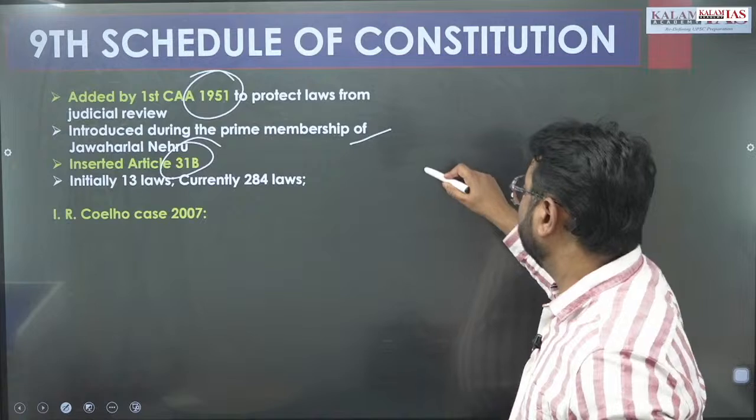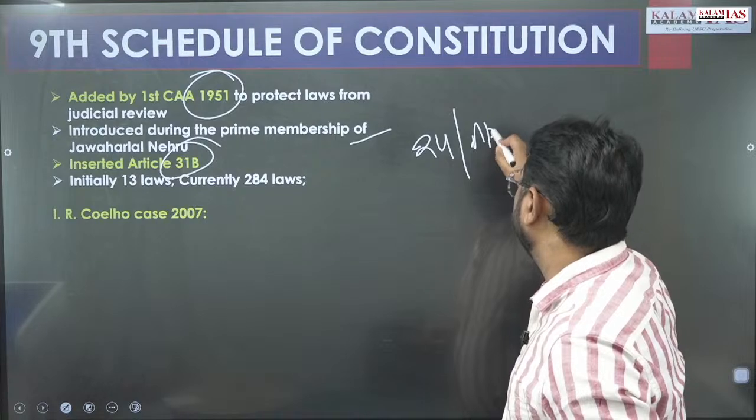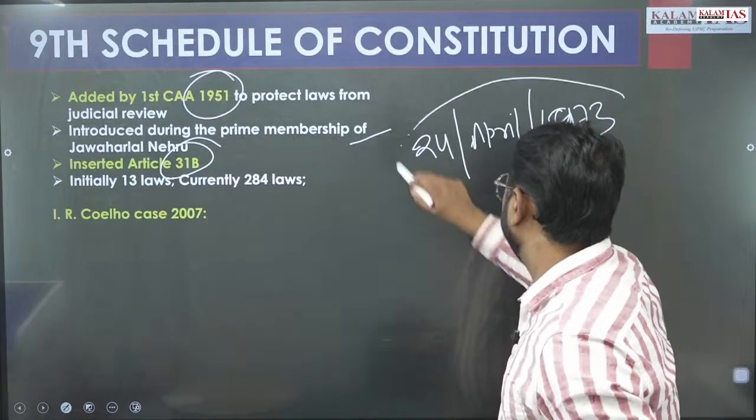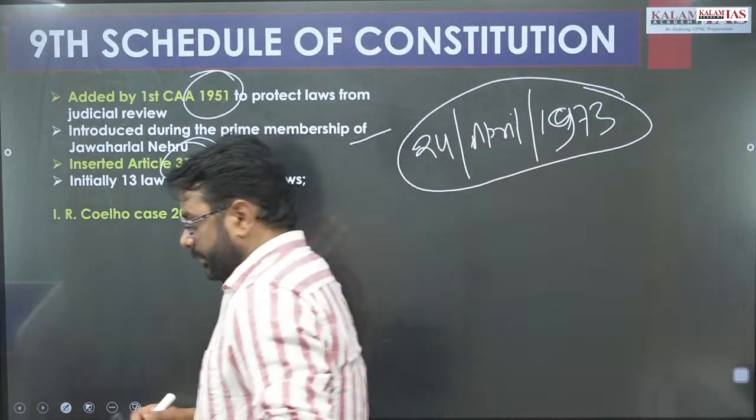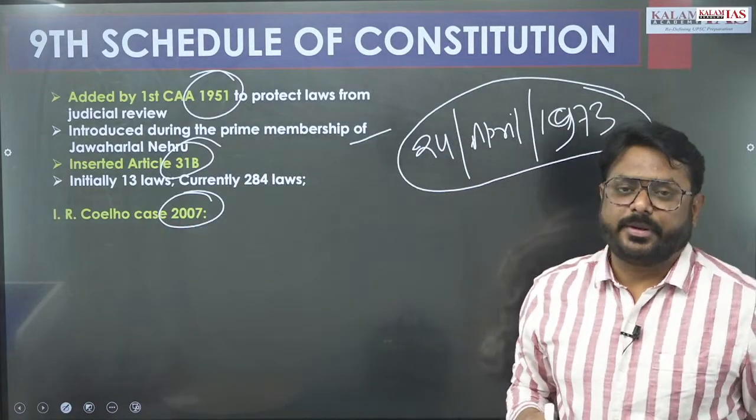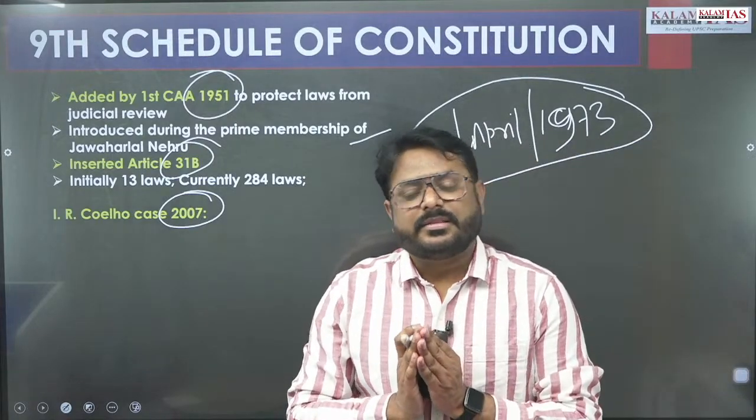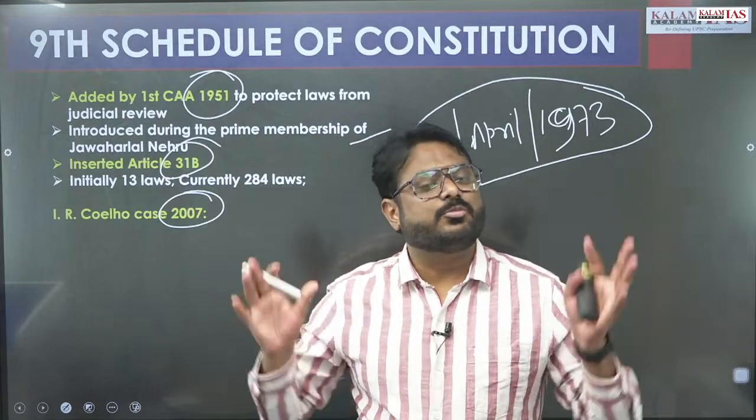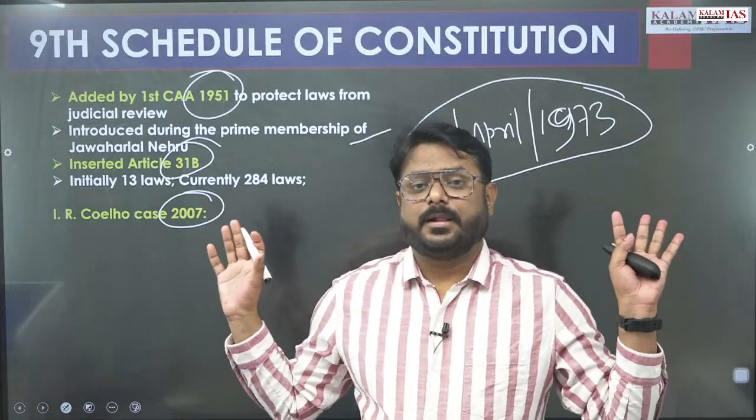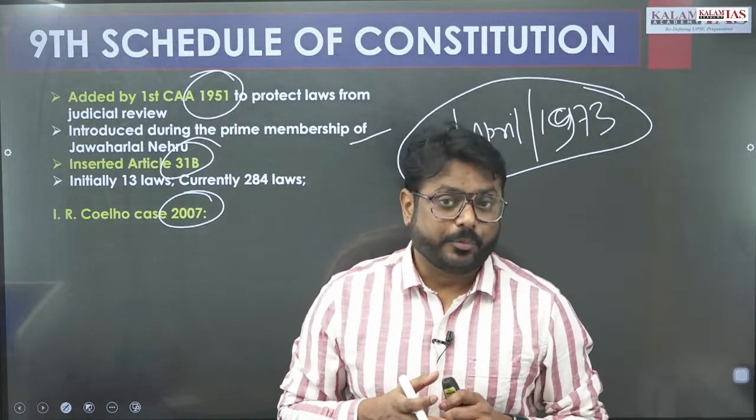Now पहले तो होता था कब तक, 24 अप्रैल 1973. ठीक है. तो एक केस आया आयर कोयलो केस 2007 में. जब तक ये केस नहीं आया था, till then what was happening, that it was said that whatever act is put in the 9th schedule of the Constitution, that will be completely away from the judicial review. There will not be any kind of judicial review, right?